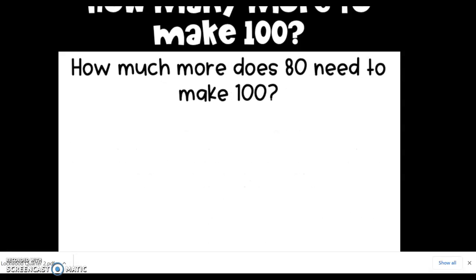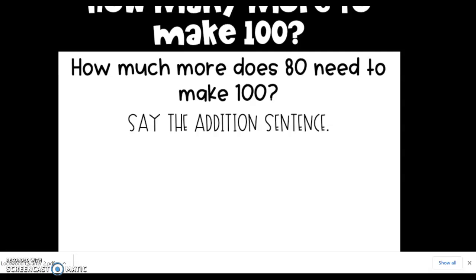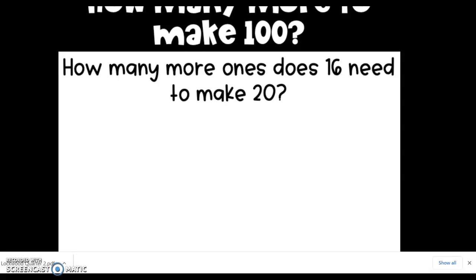Okay. Now, how much more does 80 need to make 100? 20. That's right. The addition sentence is 80 plus 20 equals 100. That's right. How many more ones does 16 need to make 20? 4. So it's 16 plus 4 equals 20.